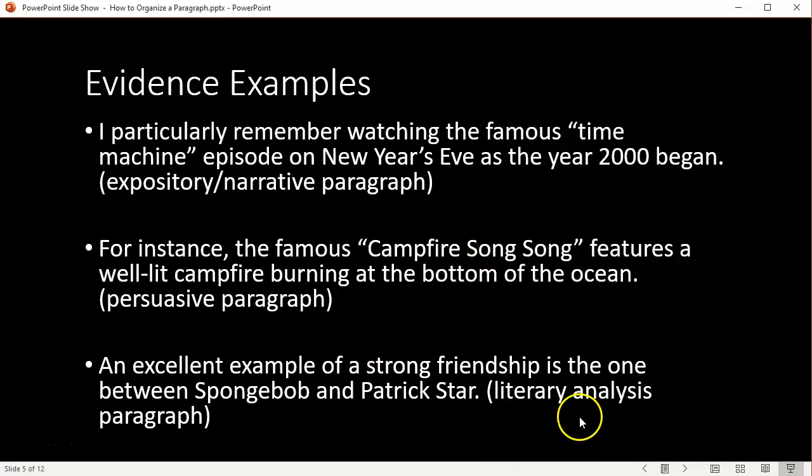Literary analysis, I'm trying to prove that friendship brings joy. An excellent example of a strong friendship is the one between SpongeBob and Patrick Star. So notice here, I haven't explained much about their friendship yet, but I am noting here that SpongeBob and Patrick as characters really demonstrate that theme of joy coming from friendship.